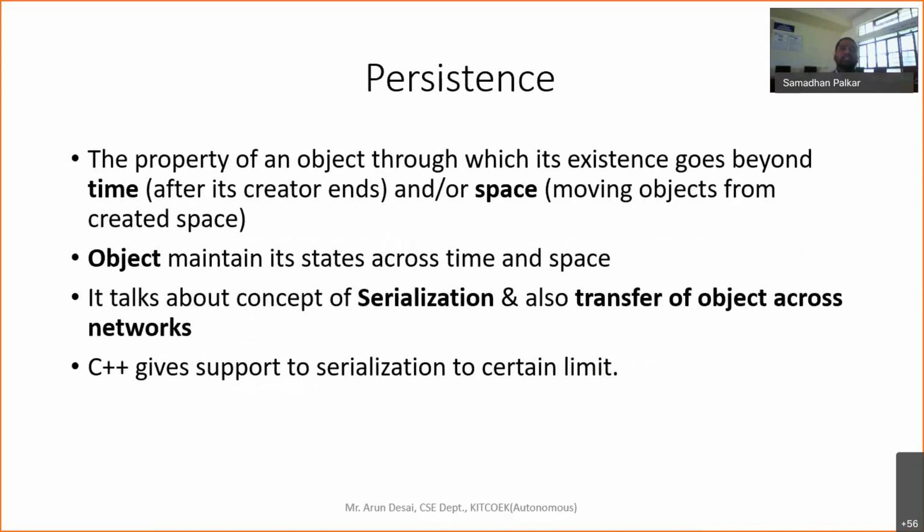Then persistence is one more terminology, wherein it is the property of objects through which their existence goes beyond time and space, right? That means if you want to send an object over a network, persistence should be there. If the object's existence is beyond time and space, then we say that object is persistent, right? So it is across time and space. It is used in serialization, or if you want to transfer an object from one place to another on the network. C++ also has serialization, but only up to certain limits, right?